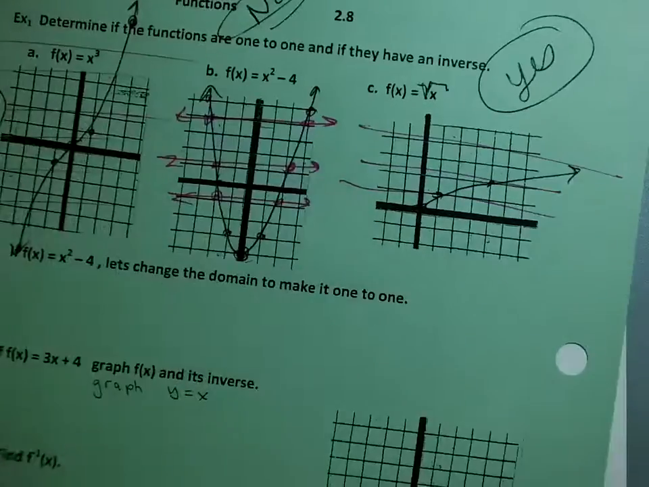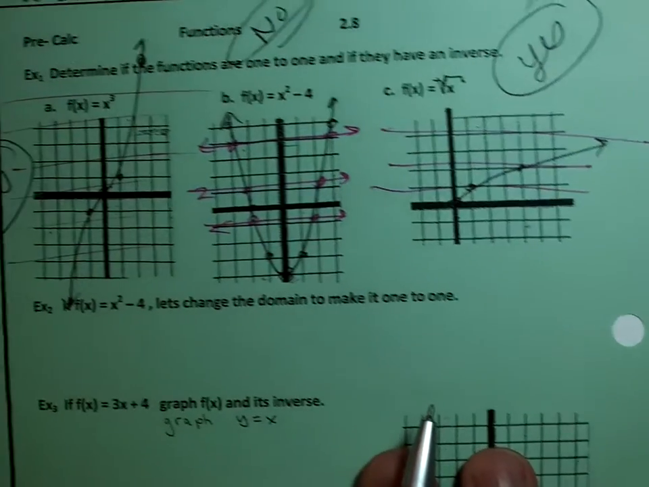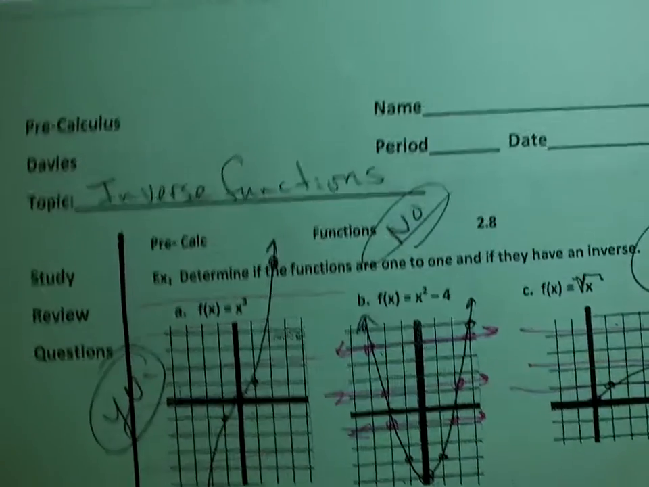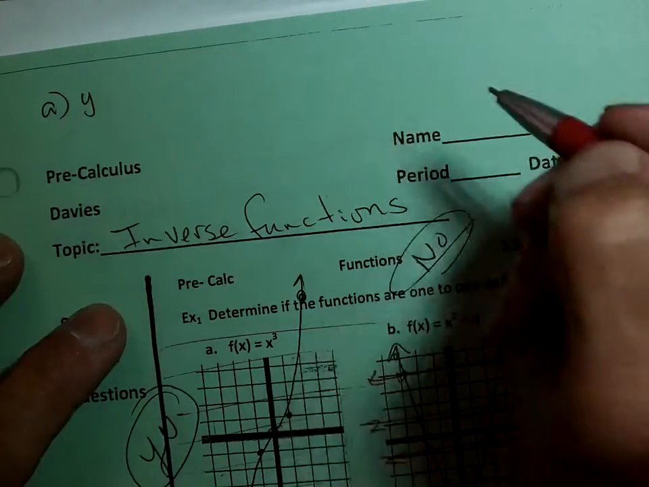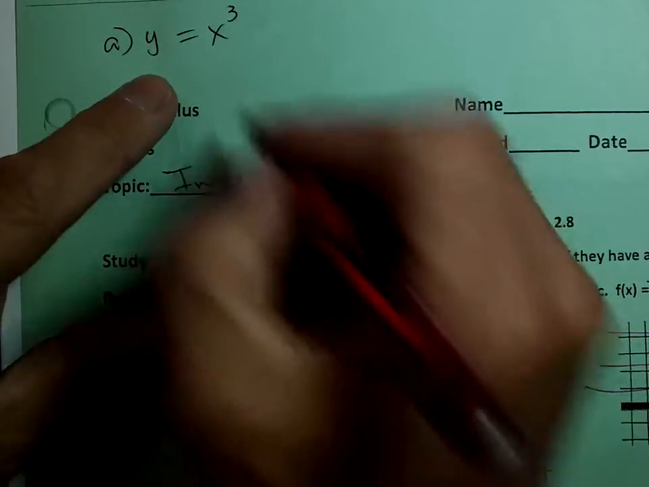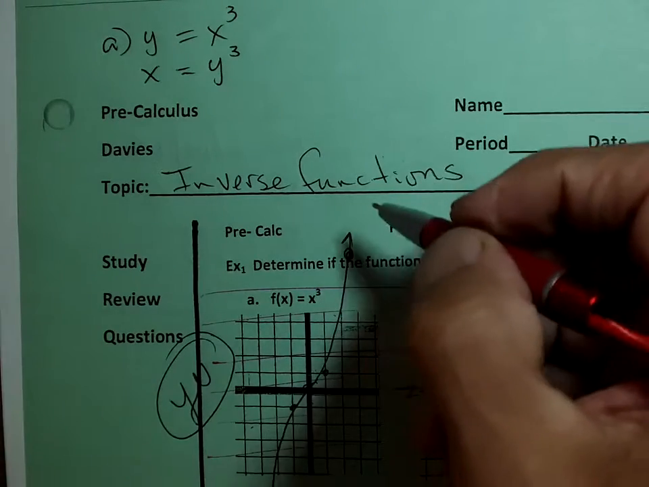Now, let's take a look briefly at their equations. So, a, y equals x cubed. To find the inverse, you switch x and y. The inverse is just y becomes x, x becomes y. So I'm going to rewrite this as x equals y cubed. So I'm finding the inverse equation.